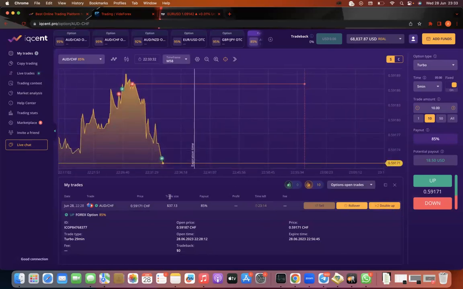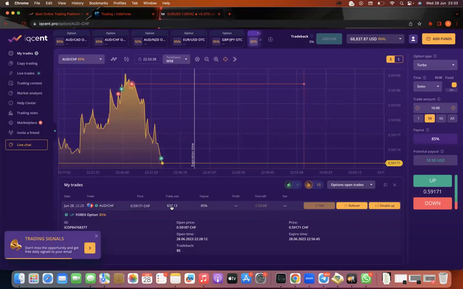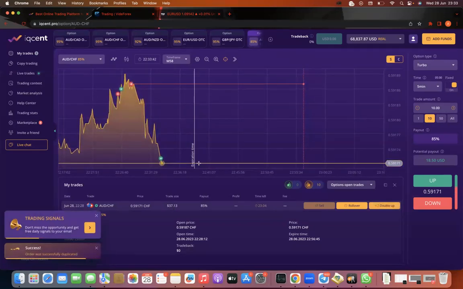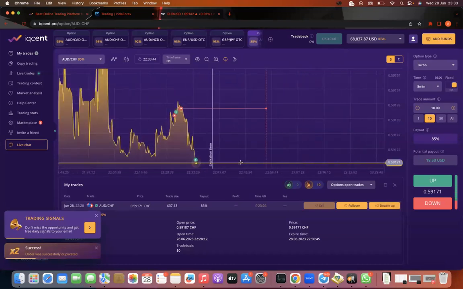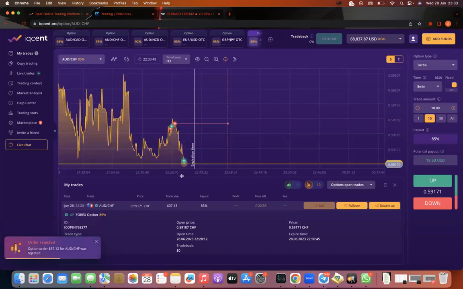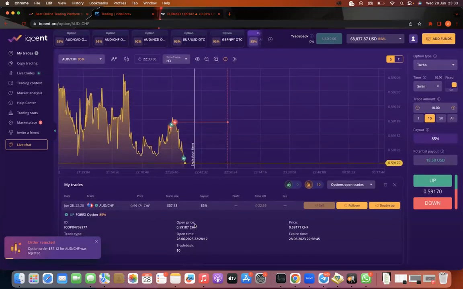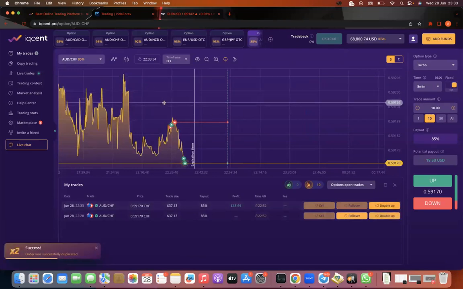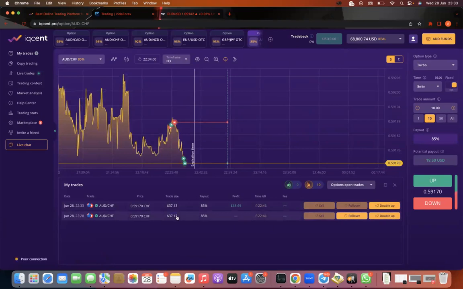So what's happening now? I rolled over 2 times, so I still have 37. I currently have $37 on this trade. So what's going to happen when I click on double up? Everything is new. Oh, it was rejected, my network. So look, a new trade was entered for me with $37.13.